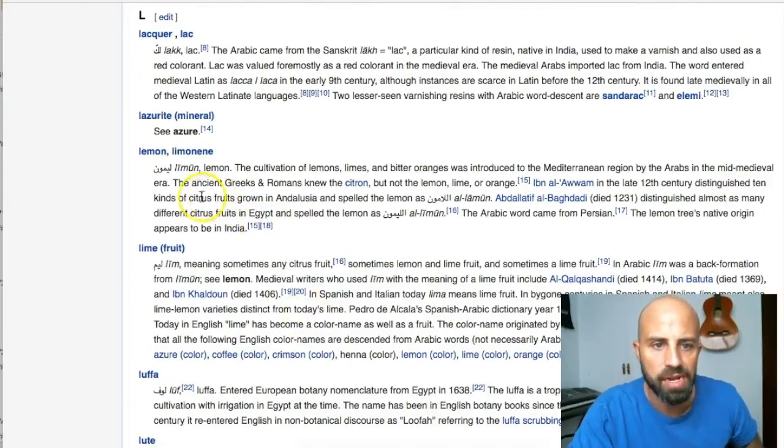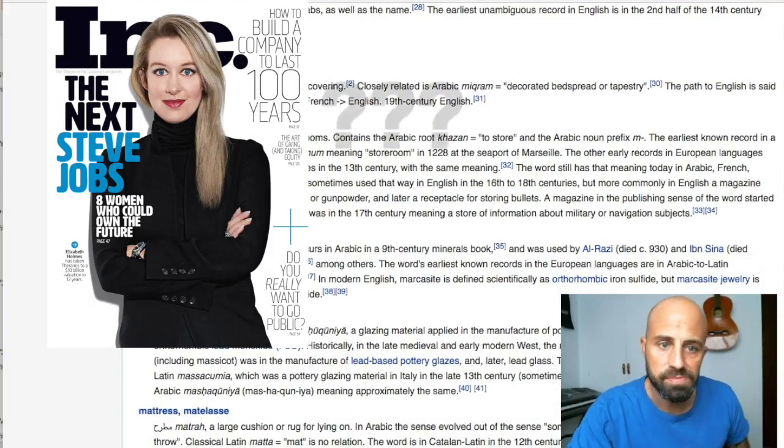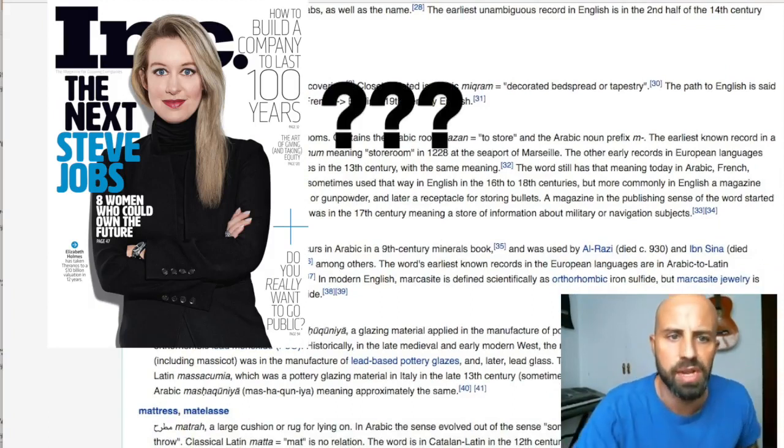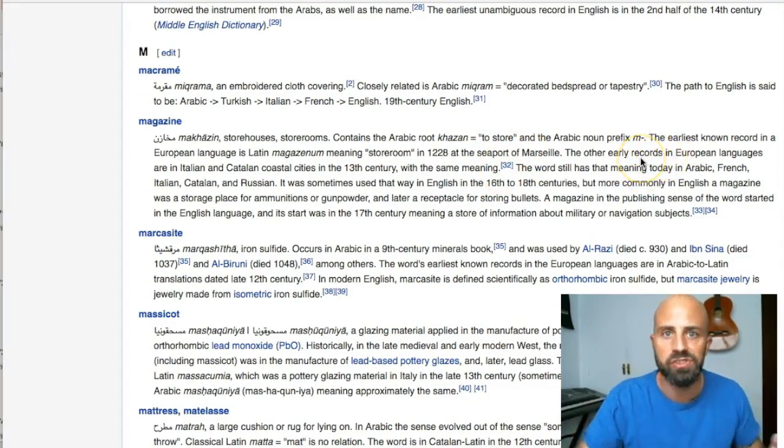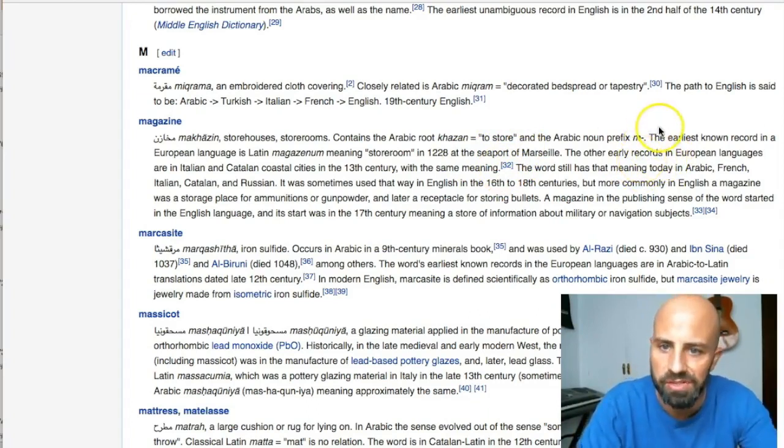Lemon? How about that? Limun? Didn't even know they had lemons in the Middle East. Magazine? Who knew they had magazines in ancient Arabic countries? Makhazin, storehouse, storerooms, contains the Arabic root khasan, to store. How do we get magazine from here? This is interesting to me. Is this interesting to you? Let's read on. It'd probably be more interesting if I knew about it and I could tell you about it.